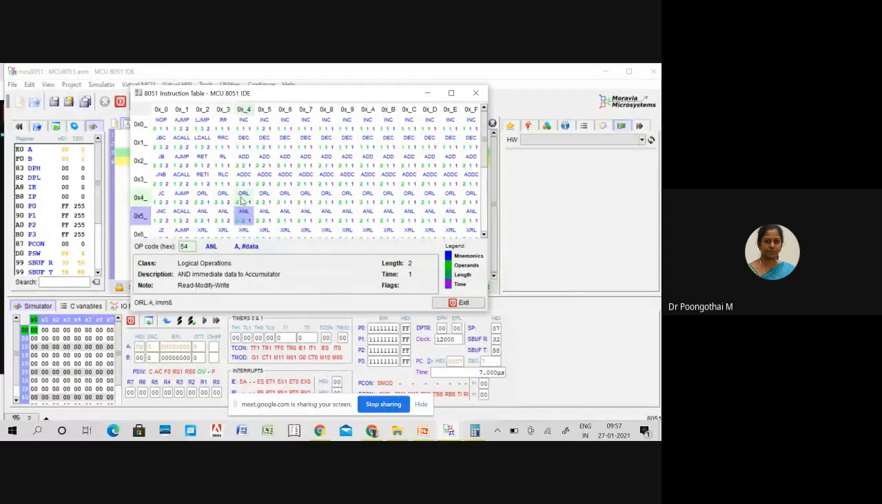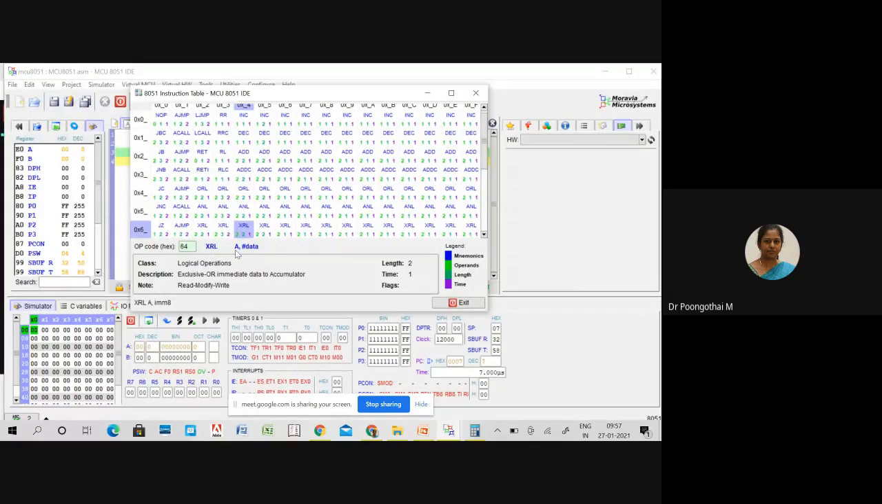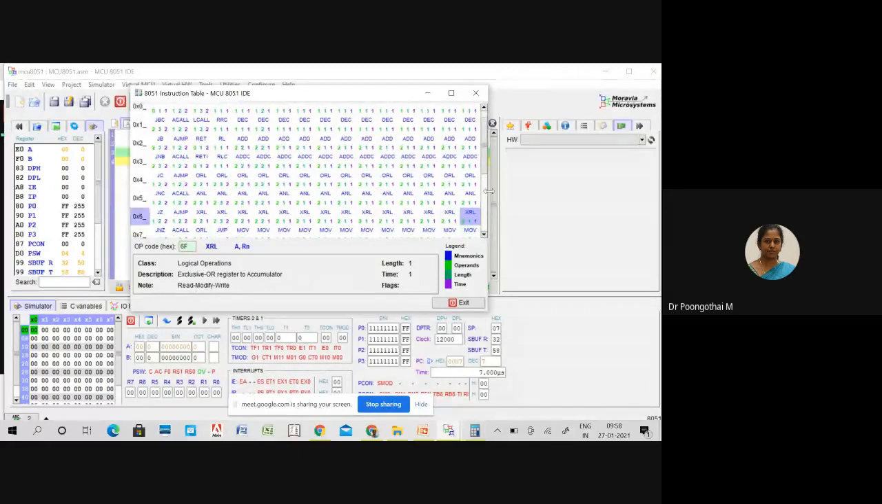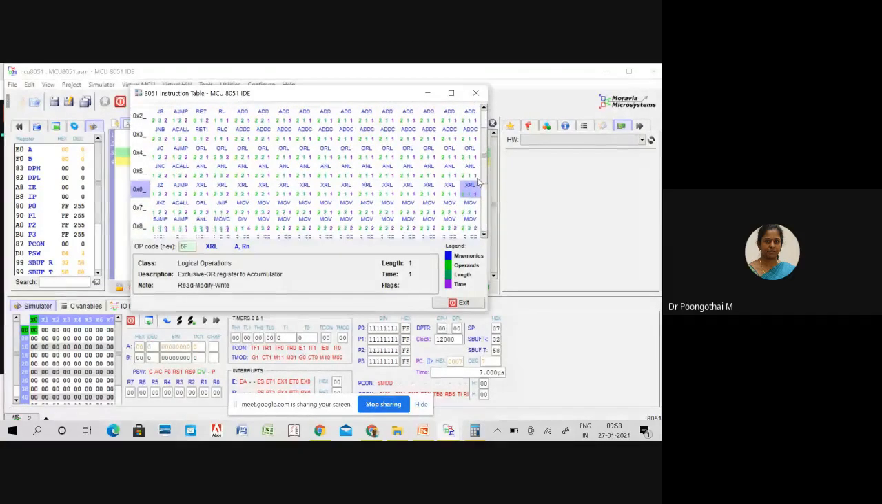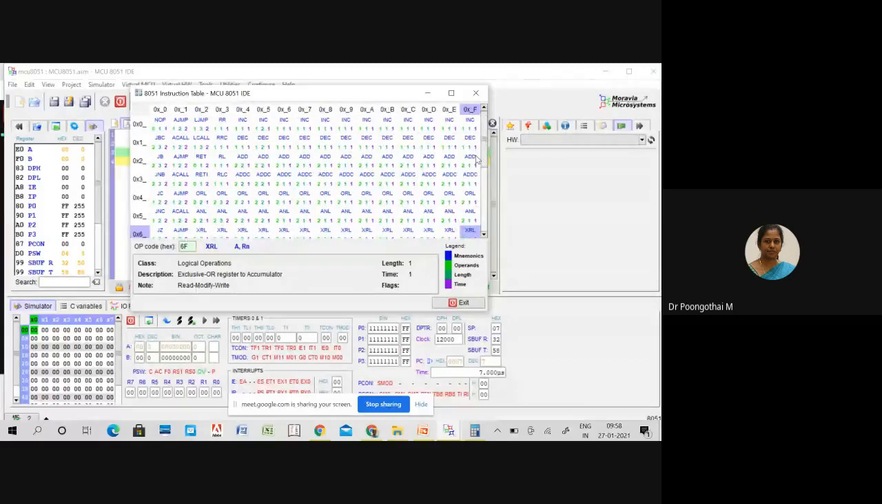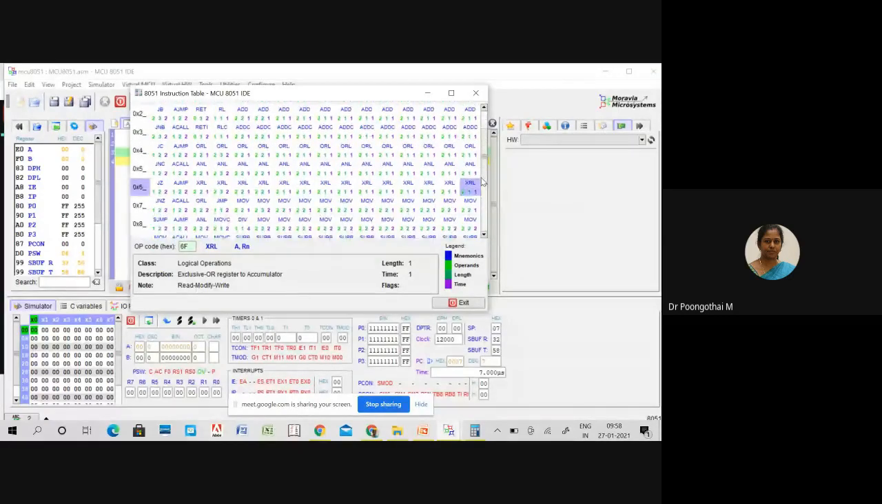For ORL, A comma hash data. For XRL, A comma hash data. Otherwise, you can use XRL A comma B. A comma B is not given, but you can give A comma B. And for complement, there is only one instruction, CPL A.